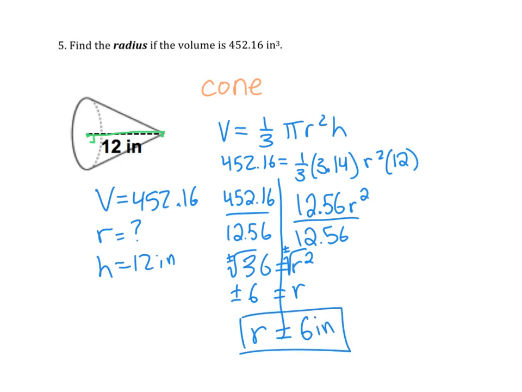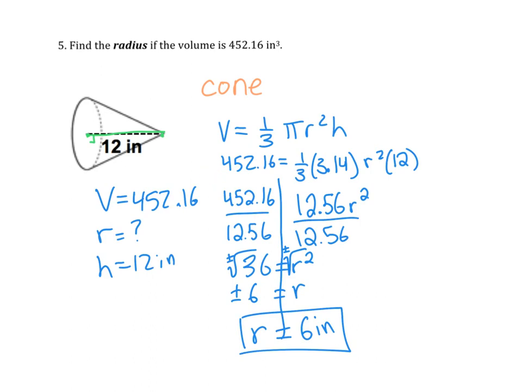Remember that a radius would be inches. Only when we're working in volume would we have inches cubed. We could again check our answer by substituting 6 in for the radius in our volume formula and solving for the volume. For this problem, we identified the shape, we wrote our volume formula, filled in everything we know, which was the volume and the height.